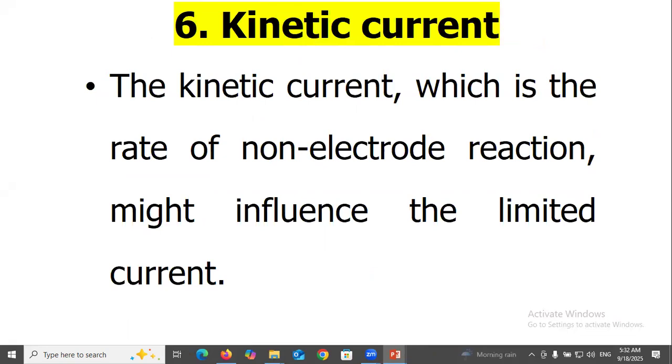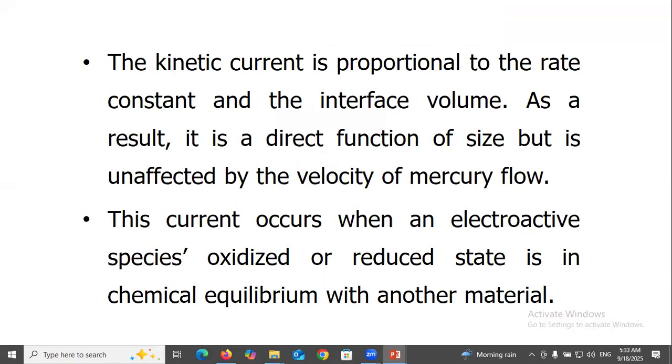The kinetic current is the current where the rate of a non-electrode reaction might influence the limiting current. The kinetic current is proportional to the rate constant and the interface volume. As a result, it is a direct function of drop size but is unaffected by the velocity of mercury flow. The current occurs when an electroactive species oxidizes or reduces in chemical equilibrium with another material.